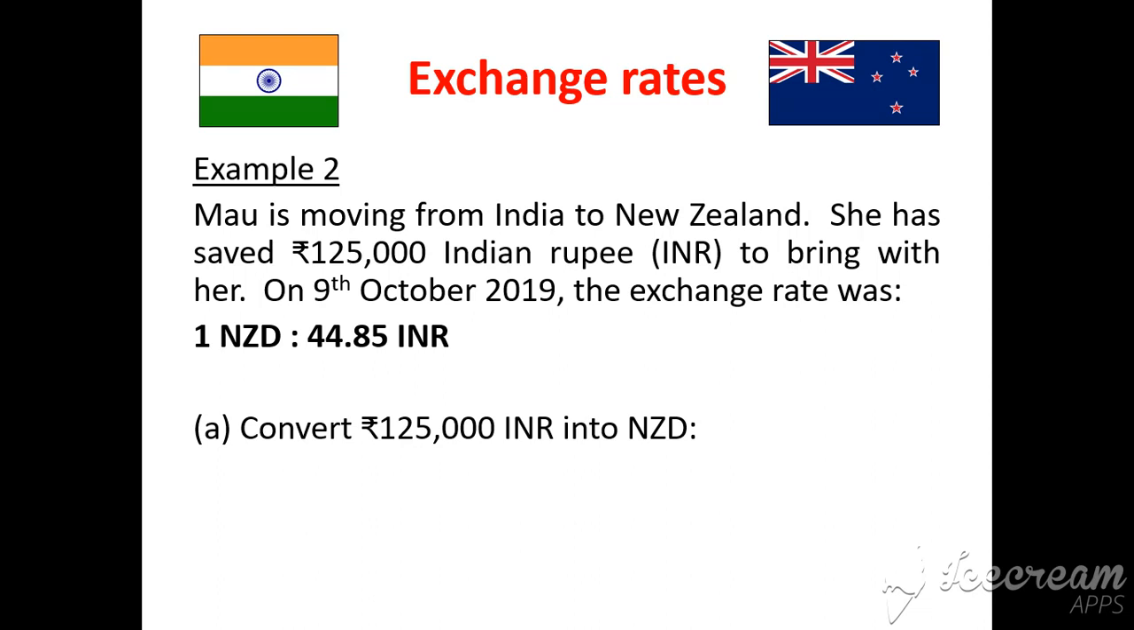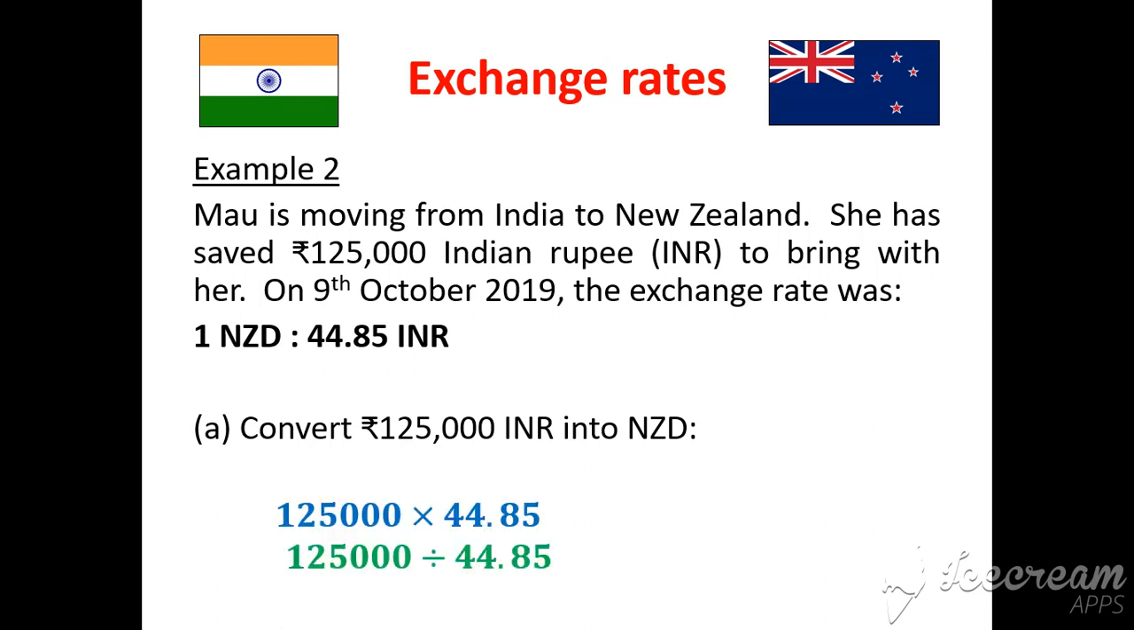All right, number two. Miles is moving from India to New Zealand. He saved up and is bringing with him 125,000 Indian rupee, which is abbreviated to INR. On the 9th of October, he checks out the exchange rate, and 1 New Zealand dollar is equivalent to 44.85 Indian rupee. So think of it like 1 New Zealand dollar is equivalent to 44.85 rupee in India. So we're going to convert 125,000 Indian rupee into New Zealand dollars.